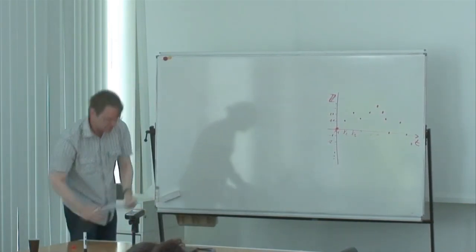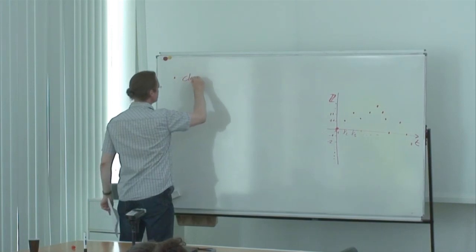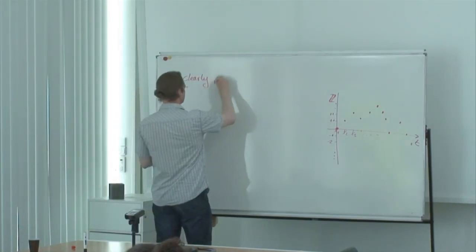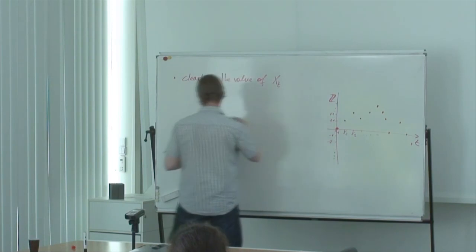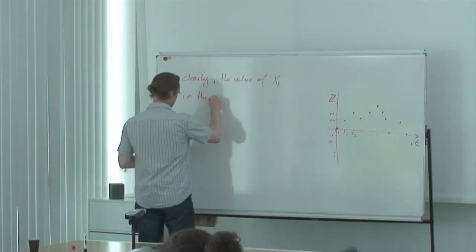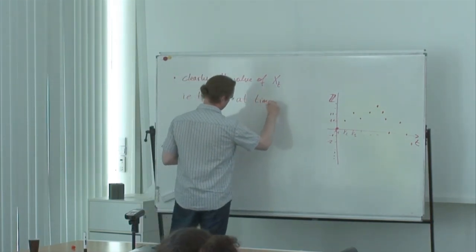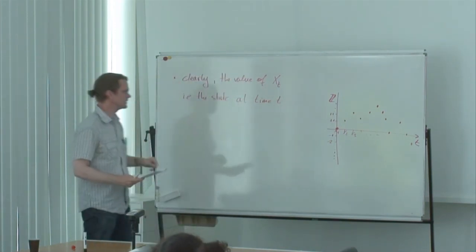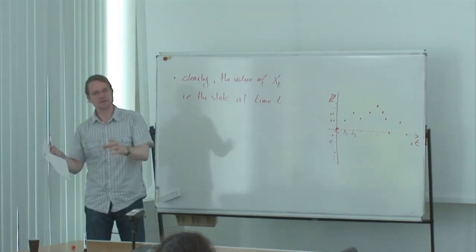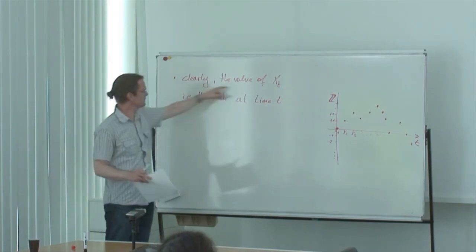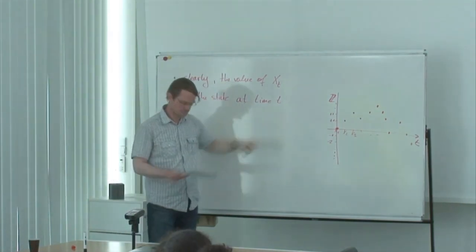Now, I have erased it, but you took notes, and it is obvious. So I say clearly, the value of xt, that is to say, the state at time t. Remember that I said these variables will assume values out of a set S, and that is the state space. So when I say the value of xt, then we can say it is the state at time t. Right?